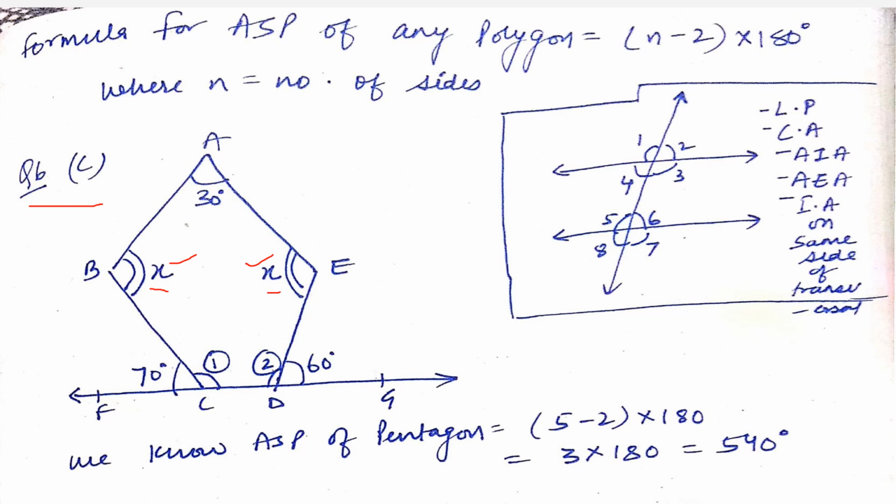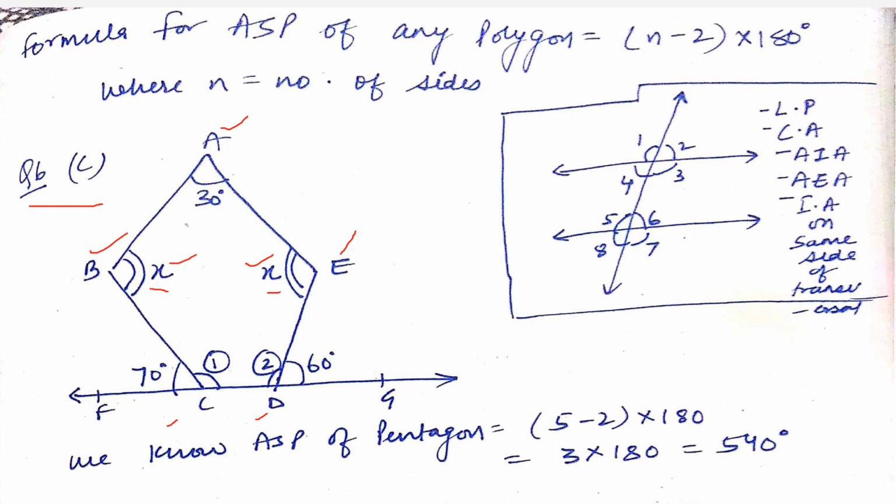Before that, let's see what the figure is actually. I have named the figure as A, B, C, D and E. As there are 5 sides, it is a pentagon. We all know in a pentagon the sum of all angles is how much? 540 degrees. Okay. Second thing, we know angle A, we know angle B. Sorry, we don't know angle B. It is x. Angle E is x.